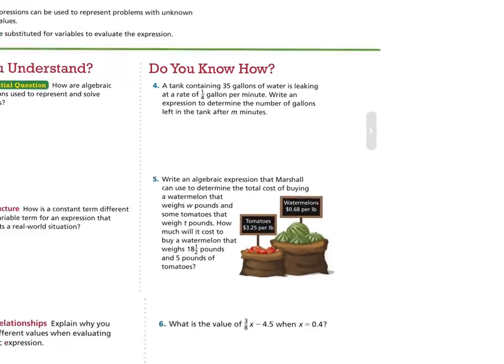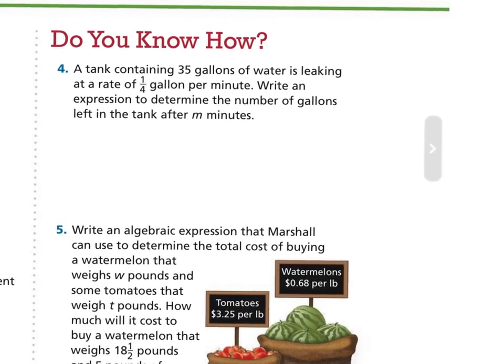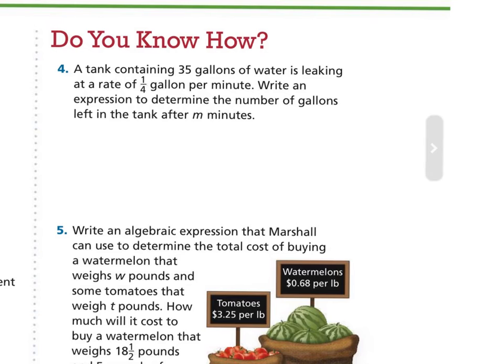Let's look at number 4. A tank containing 35 gallons of water is leaking at a rate of 1/4 of a gallon per minute. Write an expression to determine the number of gallons left in the tank after M minutes.